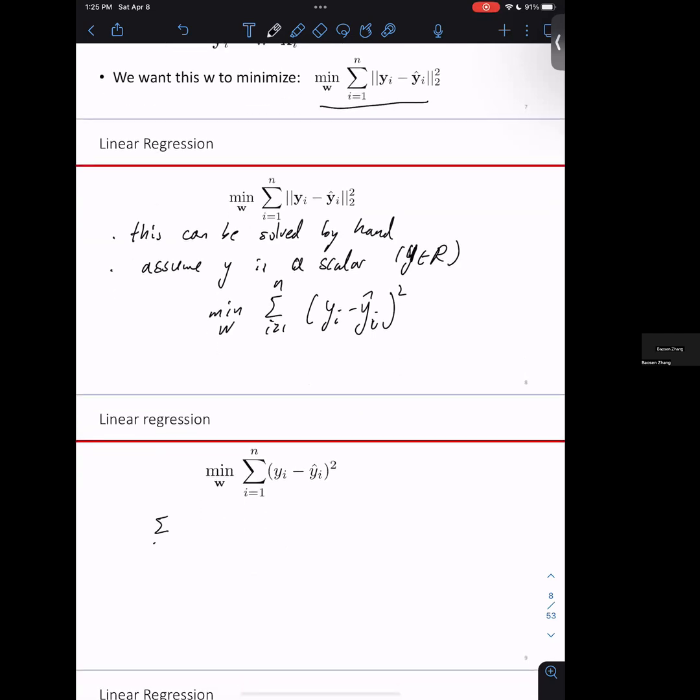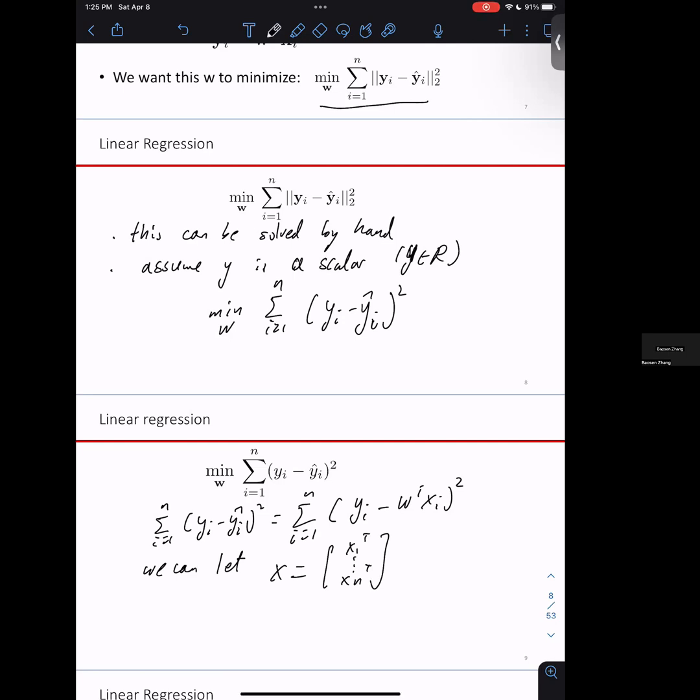The reason we can do this is you can expand this thing out. W is the one we want to find. So we can write this. We can define a matrix X where we can stack all the data together. So we have n data points. We simply stack all of them up. We have Y.